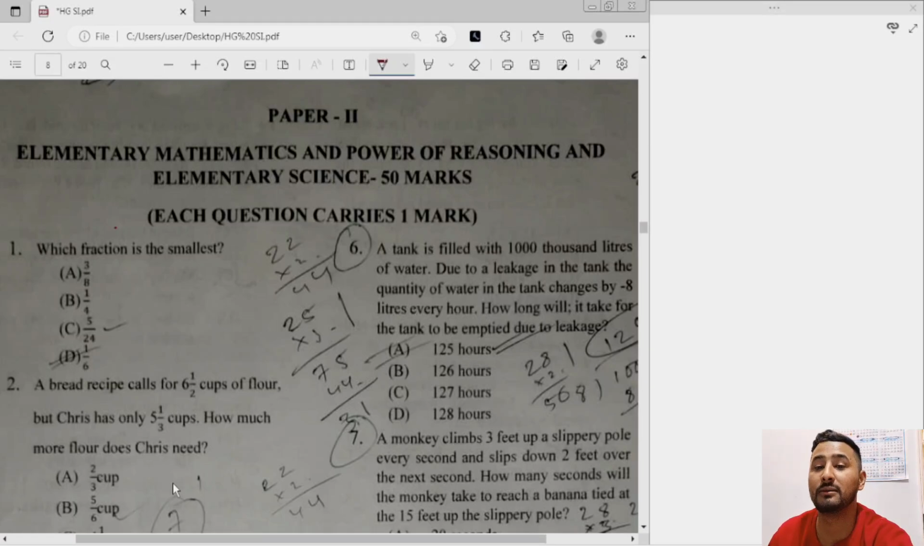So today I'll be solving the maths, reasoning and elementary science of Homeguard sub-inspector which was held recently. So let us start with the first question. That is question number 1.